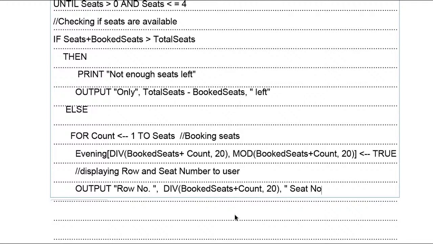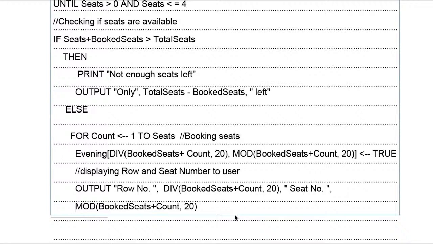Seat number. For that we are going to use the mod logic again. I should write it in the next line. Booked. So this is going to tell, for example, row number 6, seat number 8 booked. Then row number 6, seat number 9 booked. Then row number 6, seat number 10 booked, and like that.